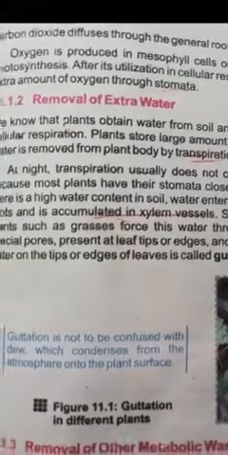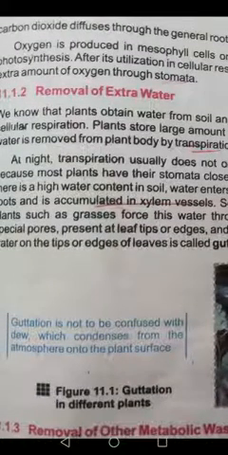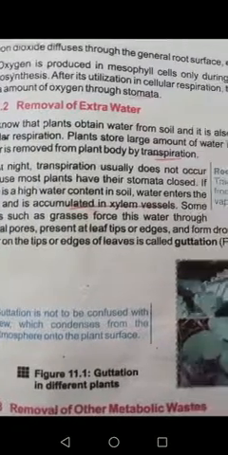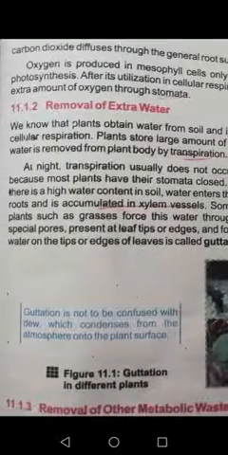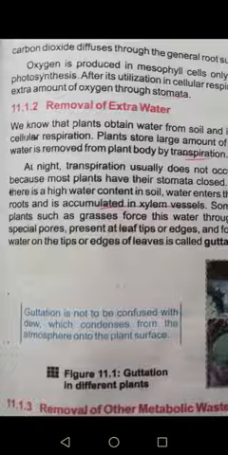What happens at night? As you know, at night transpiration does not occur because the stomata are closed. But if there is high water content in the soil, then water enters into the roots and then accumulates, stored in the xylem vessels.